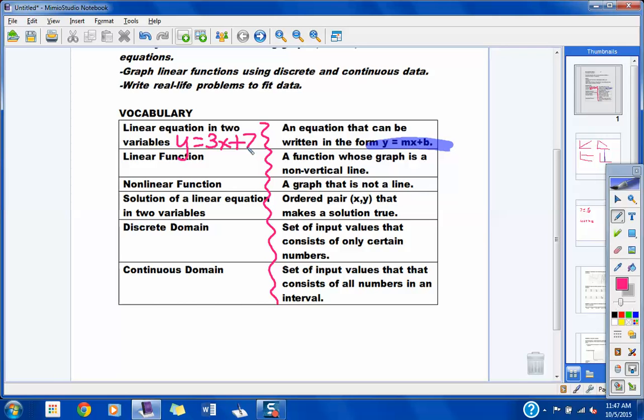Yep. Slope and intercept. You'll see that again in this section, but we're going to go a lot further in depth with that as it relates to initial values and rates of change. So, you okay with that?